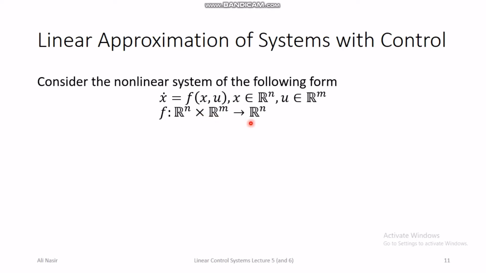It's not a matrix, it is a function of vector x, which is in Rn, and vector u, which is in Rm, and it generates a vector in Rn. So f is of course a vector in Rn, because f is the derivative of the state vector. This is the state derivative vector, which is in Rn.